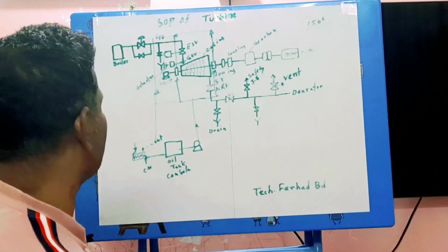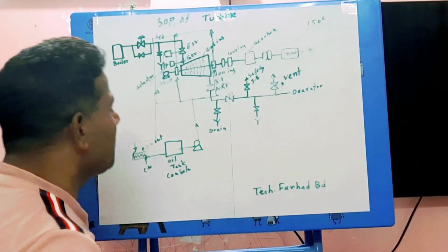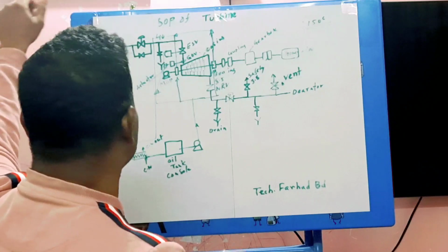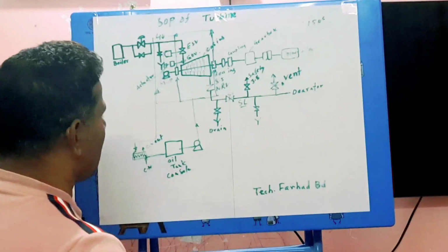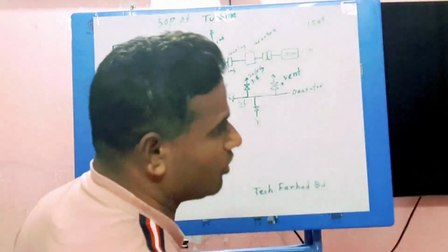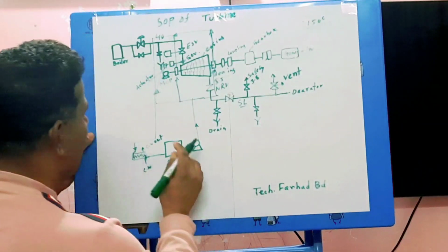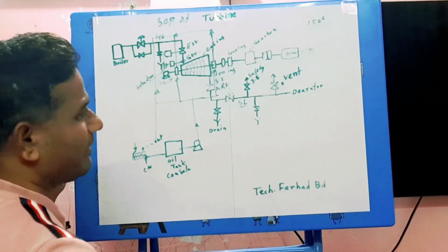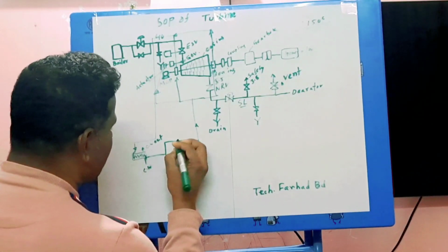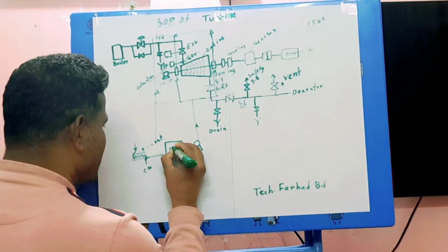Before starting the turbine, you have to check some points. First, check whether all valves are closed or not. Second, check whether all flanges are fixed with nuts and bolts or not. Then check whether the oil tank level is available or not. Oil tank level, normally you can take 50%.